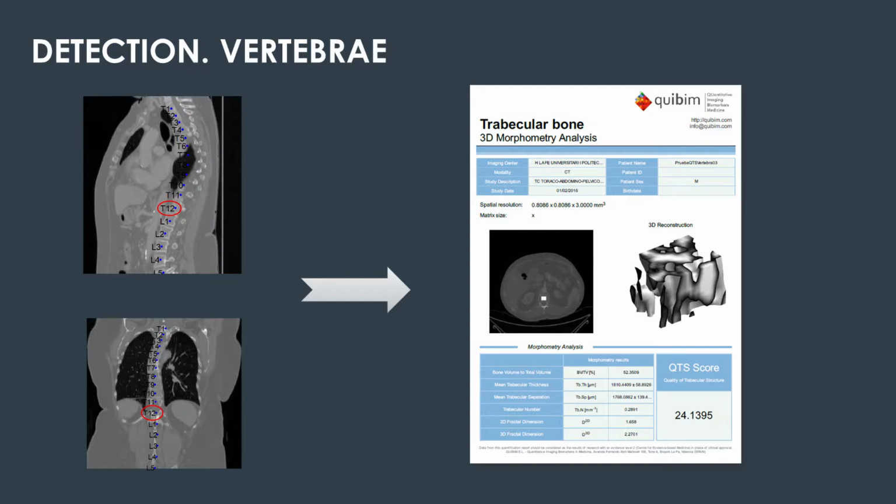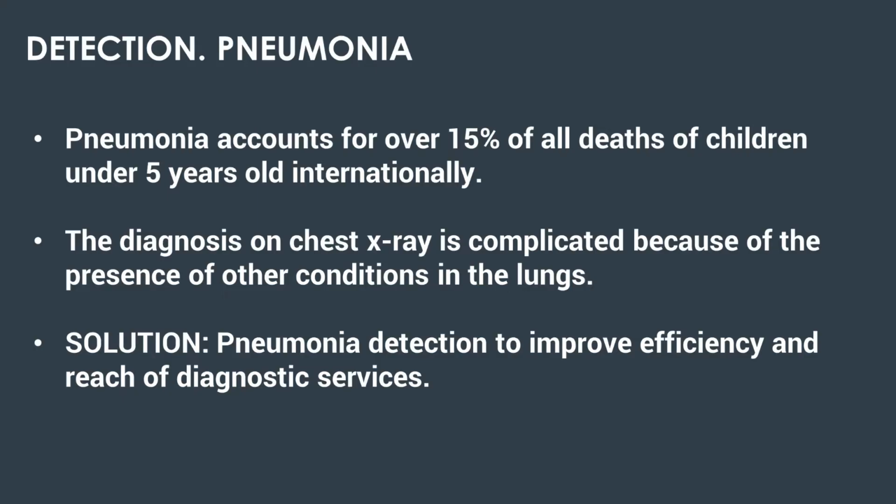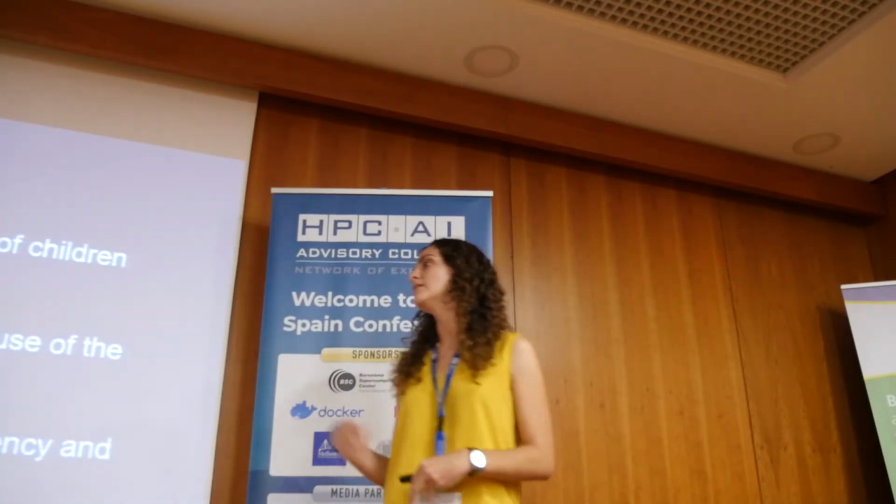However, we can not only do detection to detect anatomical regions. We can also do detection to detect where the pathology is, where the disease is. It's the case of pneumonia. Pneumonia accounts for over 15% of all deaths of children under 5 years old internationally. And the diagnosis of this pathology on chest X-ray is difficult because there are other conditions in the lungs happening apart from this pneumonia. So the solution that we propose is the detection of this pneumonia to improve efficiency and reach of diagnosis services.